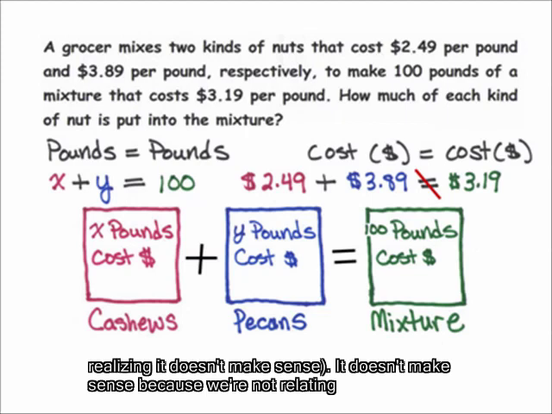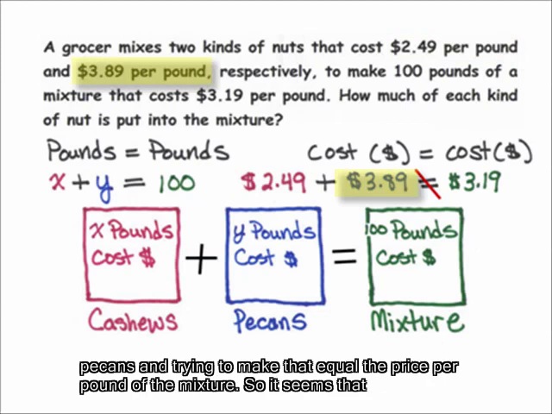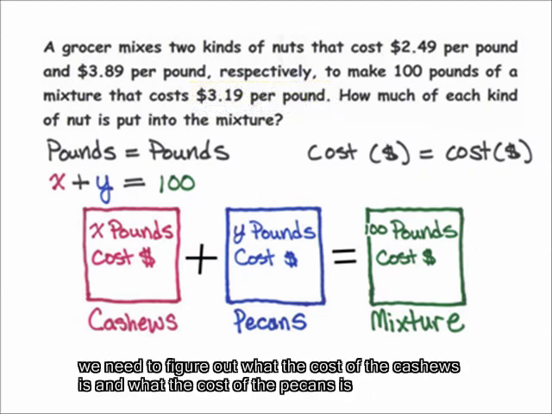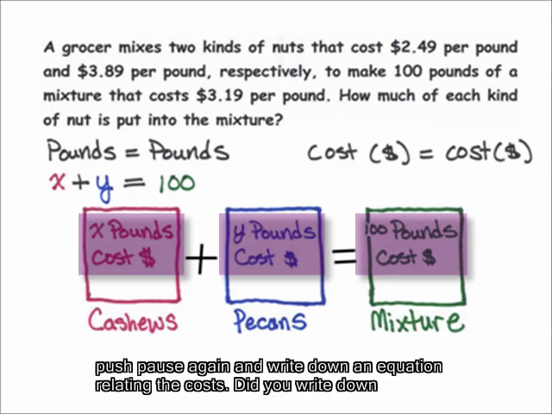It doesn't make sense because we're not relating cost. Rather, we're adding the price per pound of the cashews to the price per pound of the pecans and trying to make that equal the price per pound of the mixture. So it seems that we need to figure out what the cost of the cashews is and what the cost of the pecans is, and then add those together to get the cost of 100 pounds of the mixture. Maybe you should push pause again and write down an equation relating the costs.